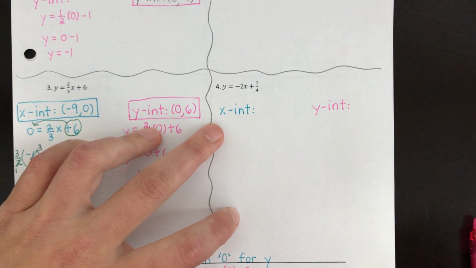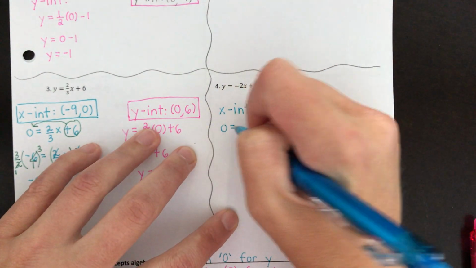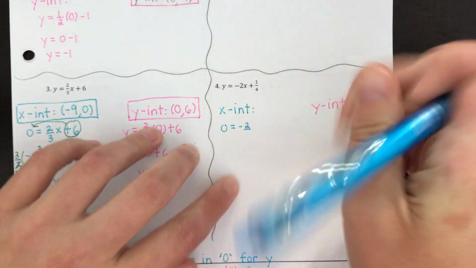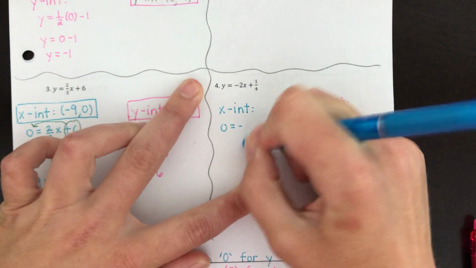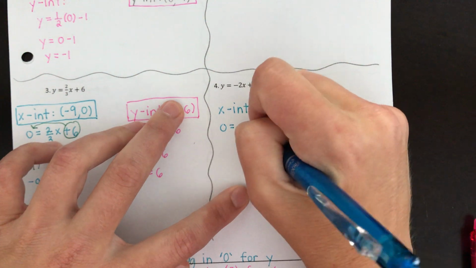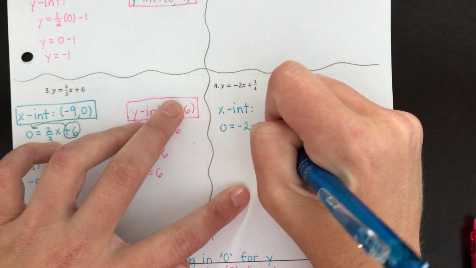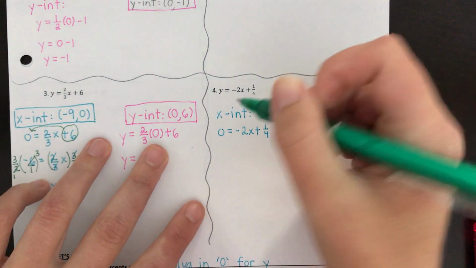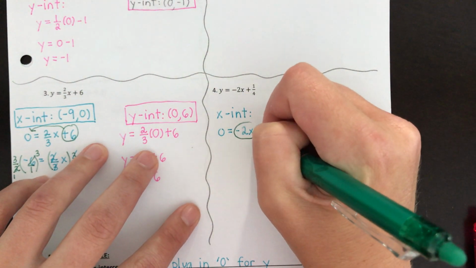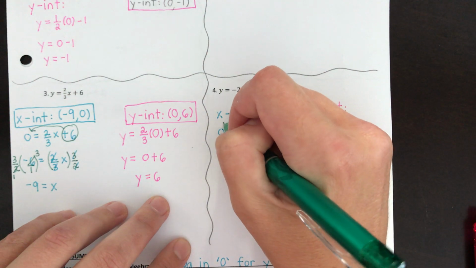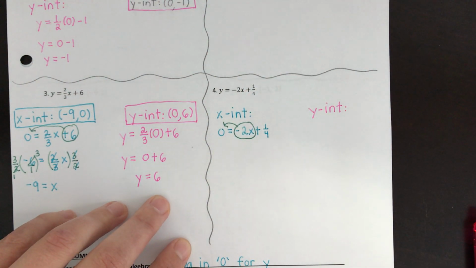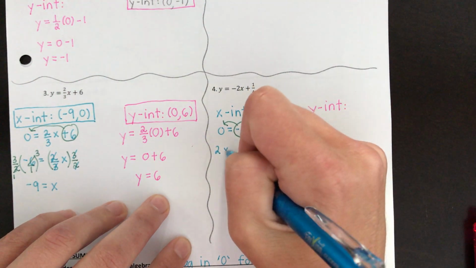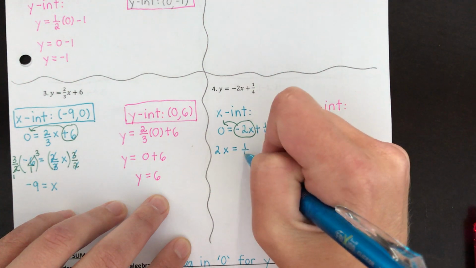Okay, next. So x-intercept here. So plug in 0 where I see y. Negative 2x plus 1/4. Okay, and you kind of have choices here. Again, kind of similar to the problem above. I see that that x is negative and I don't want to deal with the negative x, so I'm going to move it over the equal sign. And I'm going to say this is 2x equals 1/4.